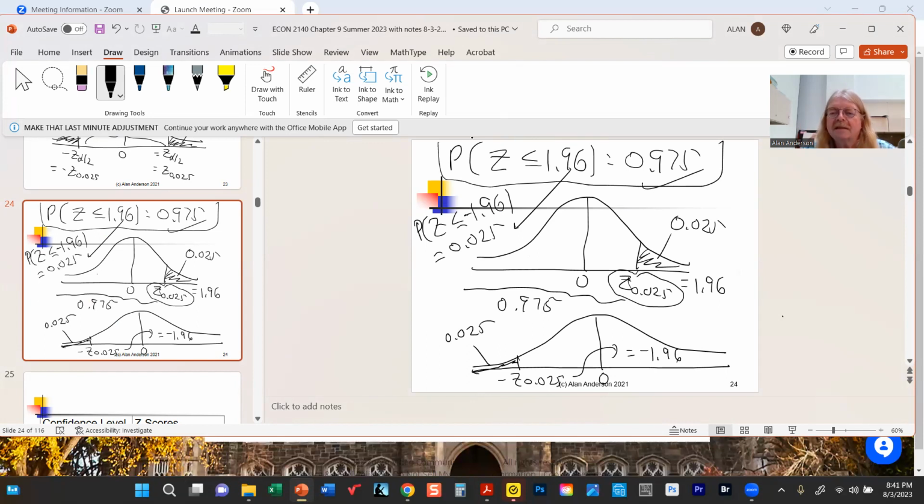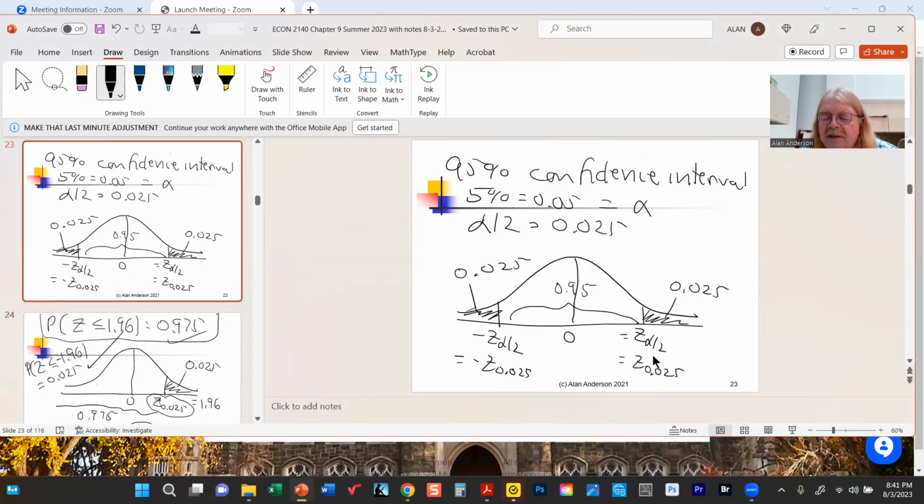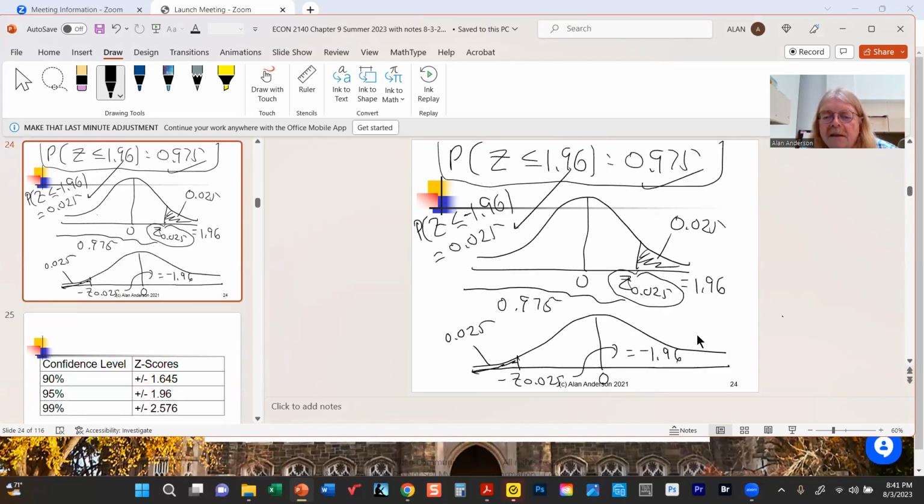Now, what's great about this is that the symmetry of the normal distribution means that we don't have to do this twice. We don't have to have a separate calculation for the positive z-score and the negative z-score, because due to the symmetry of the distribution, they will be the same number, but with a different sign. So that means in this case, we have plus and minus 1.96 for the z-scores when we're constructing a 95% confidence interval.